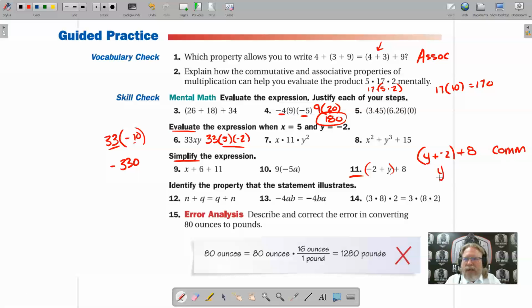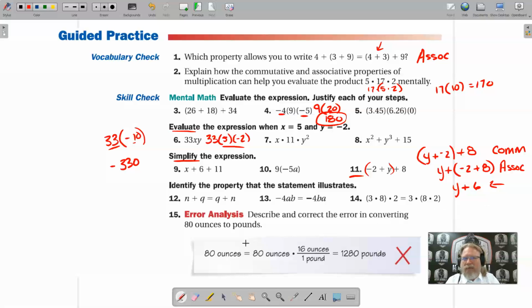And then we could take y plus, and then we could associate the -2 with the 8 instead, do the associative property. And then we'd have y plus -2 plus 8 is going to be, what, a positive 6. And this would be simplified, y plus 6. All right.